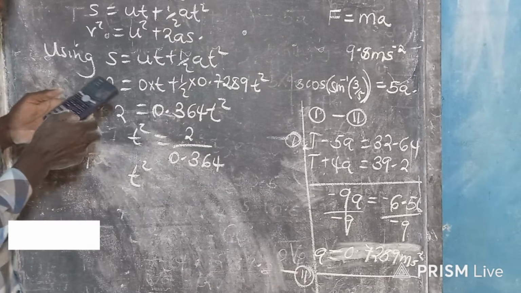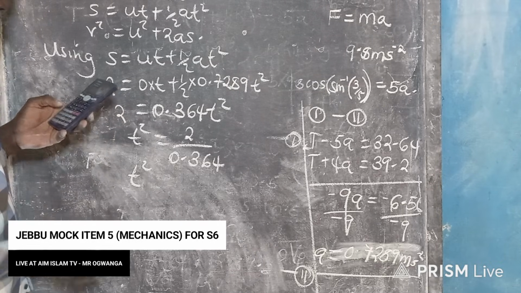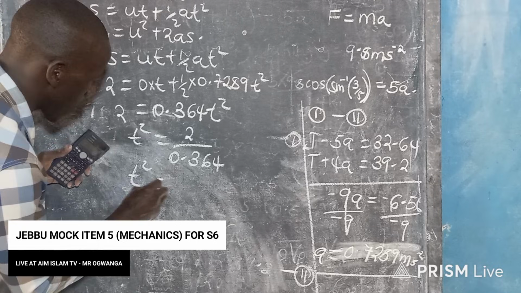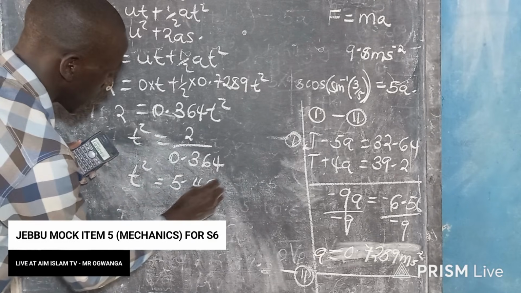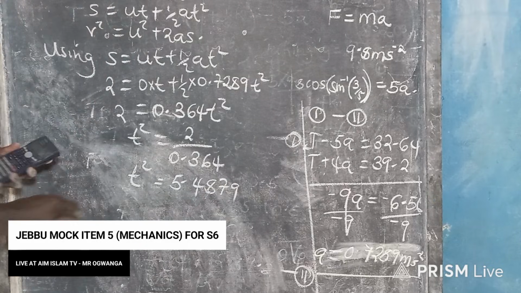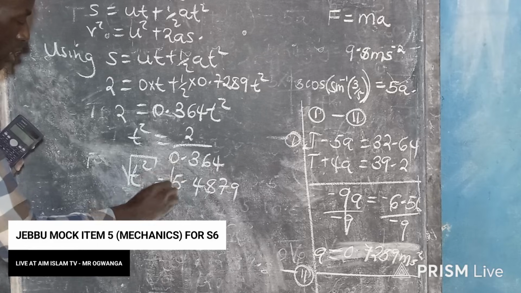If I have the 2 divided by that, you get 5.479. So our t is going to be as a result of getting the square root of this.